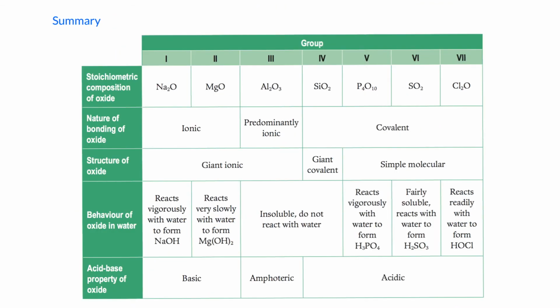Last one, it will be the summary. So remember, you have to know the stoichiometric composition. Some of the elements may have more than one form of oxide. The ones showing right here are the oxides that you have to remember. And the nature of bonding changes from ionic when you go from the left to the right: ionic decreases and covalent increases. When you move across the period, the ionic nature will decrease, and it will become less ionic and more covalent when you move to the right.